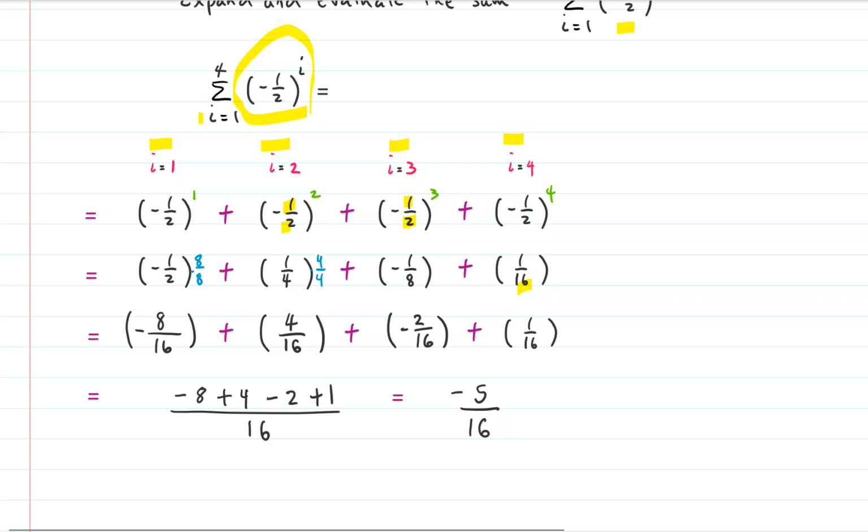Excuse me. I've got the hiccups. -1/8. It needs to be a 16 in the bottom, so 2/2, and 1/16 works already. We simplify even further, and we have -8/16, 4/16, -2/16, and 1/16. Now we can add all the numerators together over the same denominator, and we get -5/16.